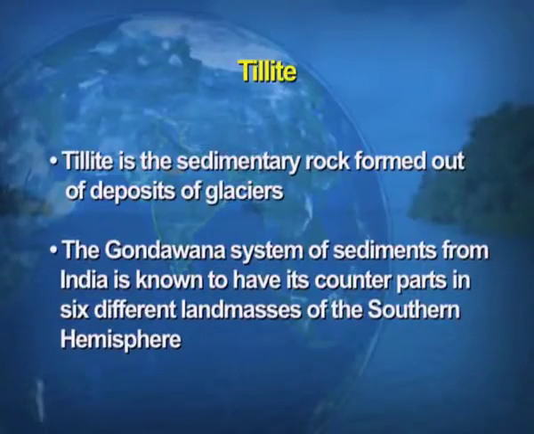Then he also talked about tillite, that is, the sedimentary rocks formed out of the deposits of glaciers. Tillite found in the Gondwana system of sediments from India is known to have its counterpart in 6 different land masses of the southern hemisphere. How would this have been possible if these had not once been part of the same land mass? This clearly demonstrates the remarkably similar histories of the land masses.